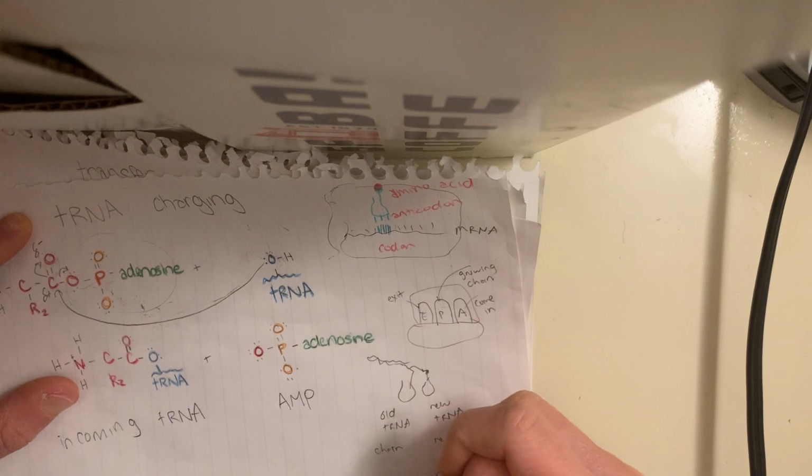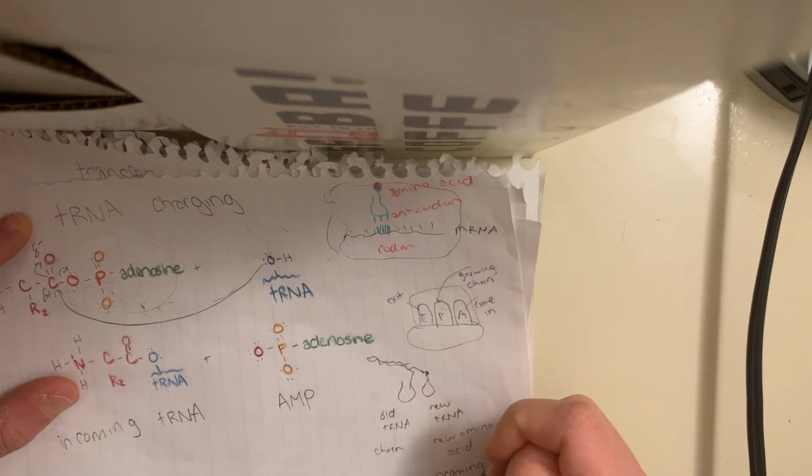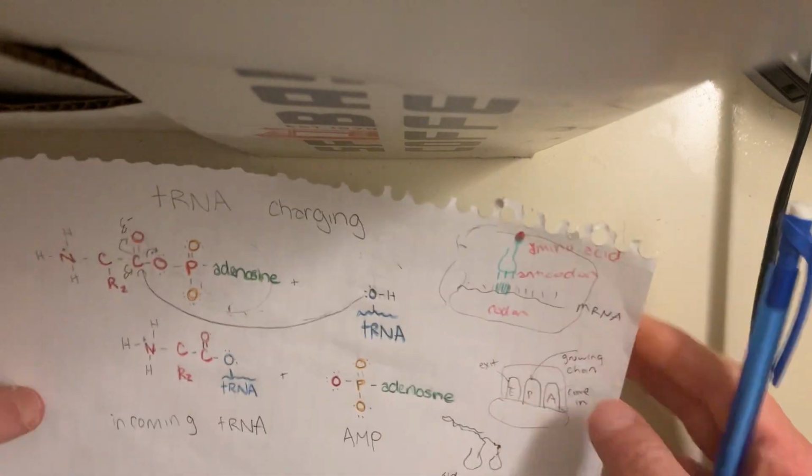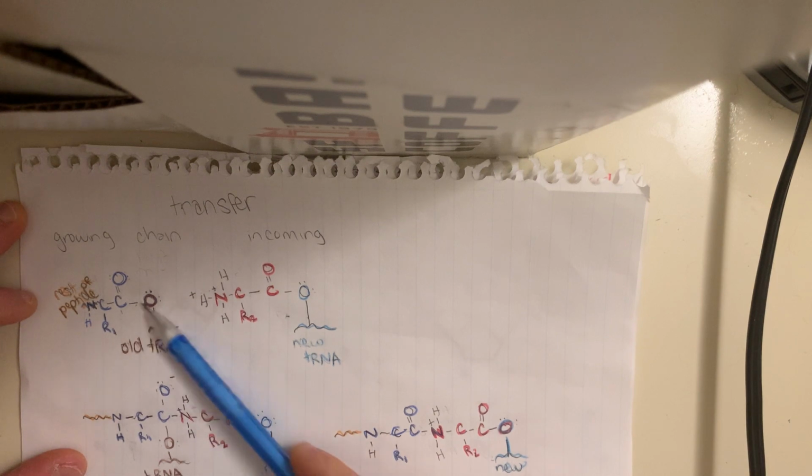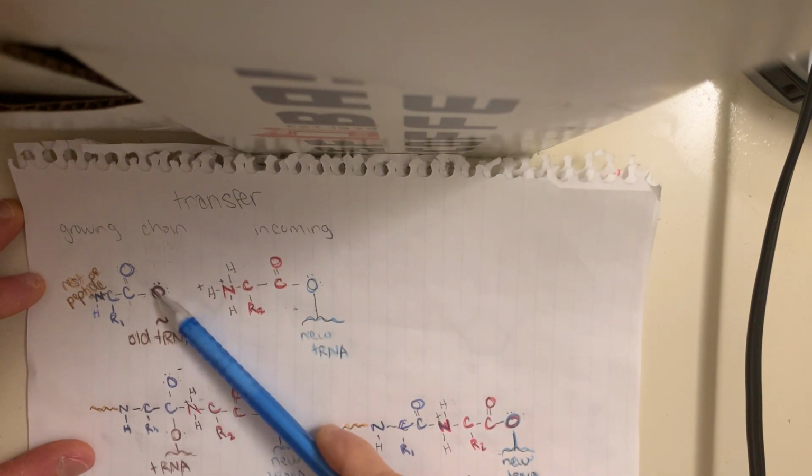Okay, so this is the incoming. I'm just using old and new. We're going to need to do that transfer, and that's going to happen in the ribosome. So we have the old tRNA. It's going to be attached similarly to how we have the new one attached, to the tRNA site.